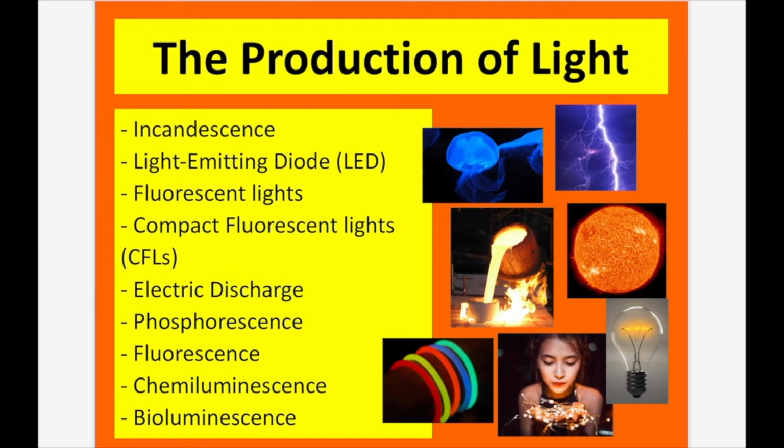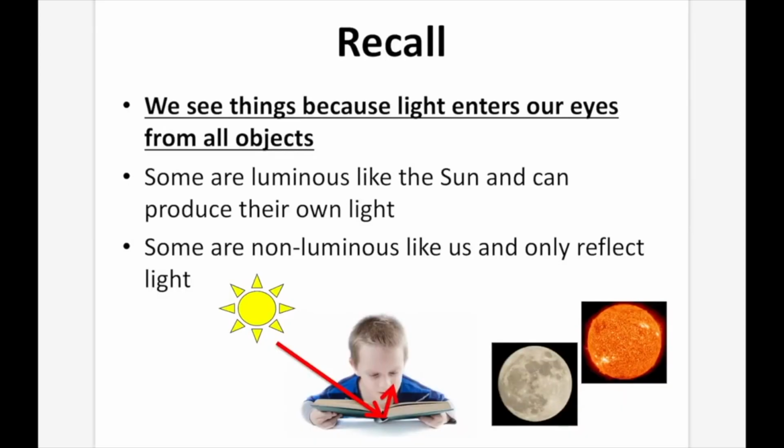the production of light. In this lesson, we'll be talking about incandescence, LEDs, fluorescent lights, CFLs, electric discharge, phosphorescence, fluorescence, chemiluminescence, and bioluminescence. So you've got to keep in mind that we only see things because light enters our eyes from objects around us. Some are luminous like the sun and can produce their own light, and some are non-luminous like us and only reflect light.